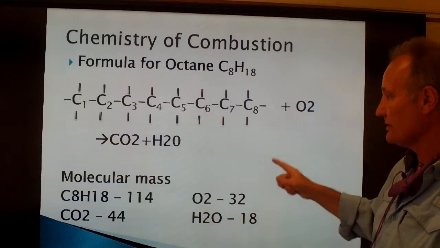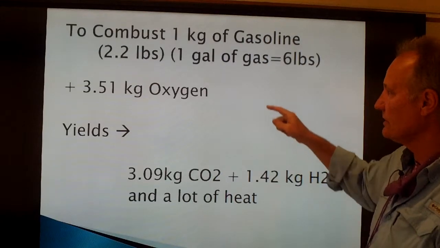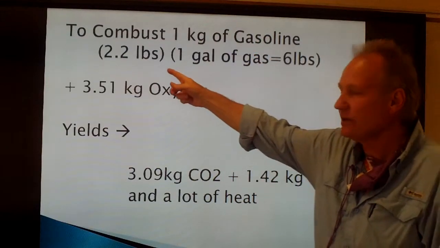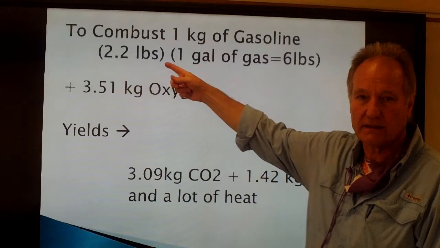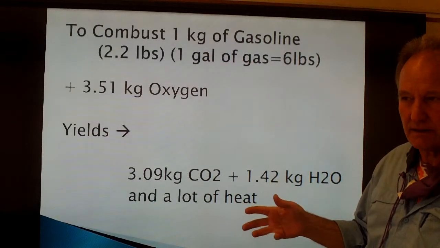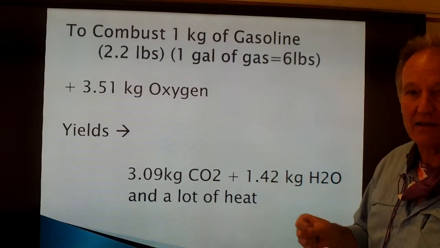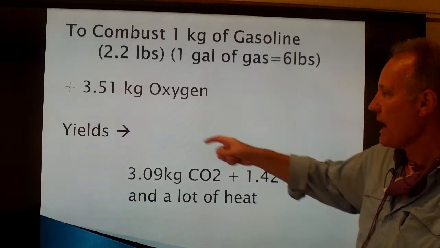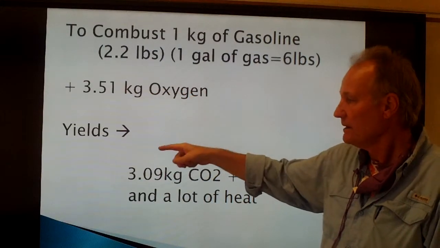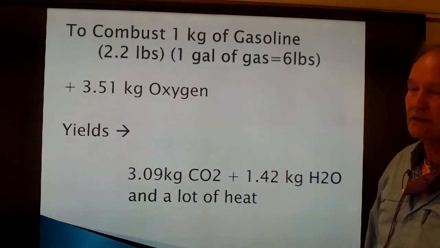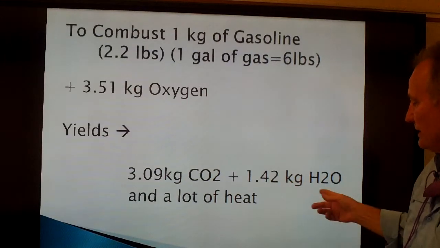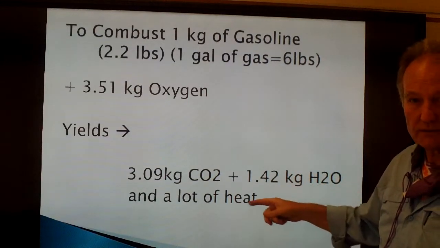Okay, so the molecular mass of octane is 114, carbon dioxide is 44, that's atomic mass units, oxygen is 32, and water is 18. So let's look at this a little closer. So to combust 1 kilogram of gasoline, think about it, that's 2.2 pounds of gasoline. A gallon of gasoline equals about 6 pounds. So a little bit less than a third of a gallon of gasoline requires 3.5 kilograms or 8 pounds of oxygen. And it gives us 3.09 kilograms of carbon dioxide and 1.42 kilograms of water and a lot of heat.